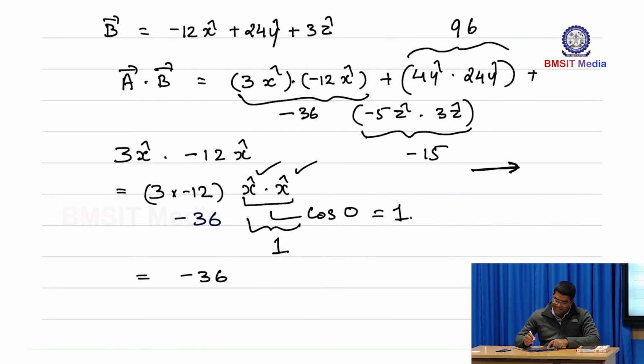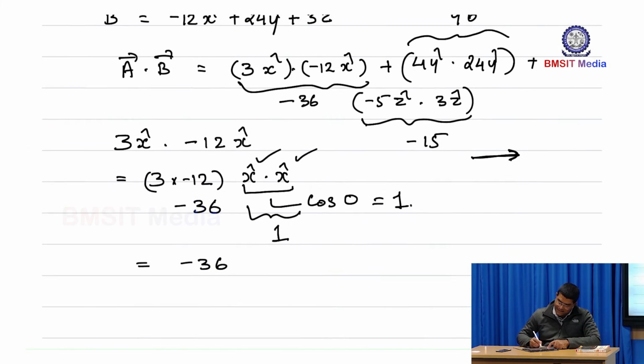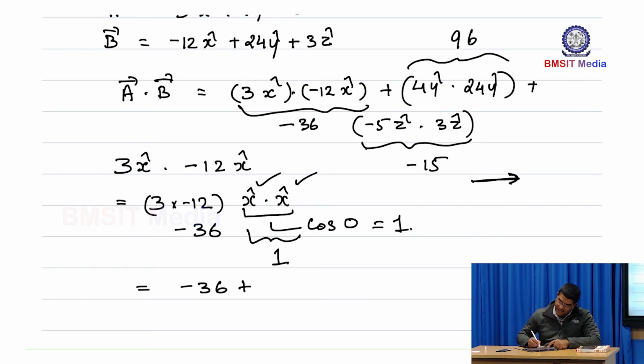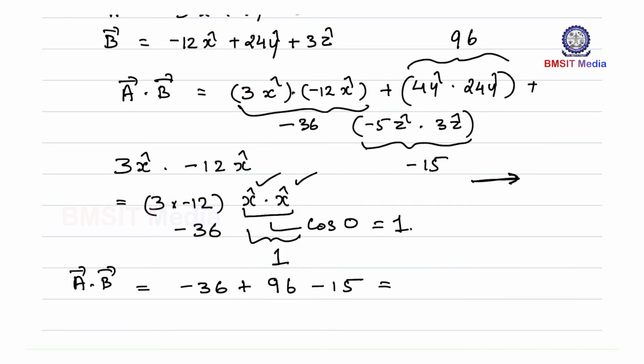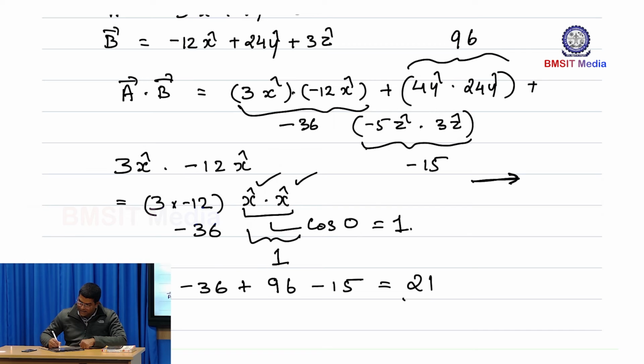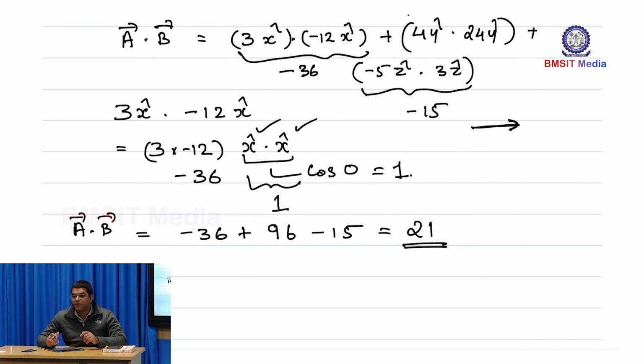So you will be getting an answer minus 36 plus 96 minus 15 as the answer of A dot B, which is equal to how much? 96 minus 36 minus 15. So the answer will be 21. So this is how you will be finding the dot product.